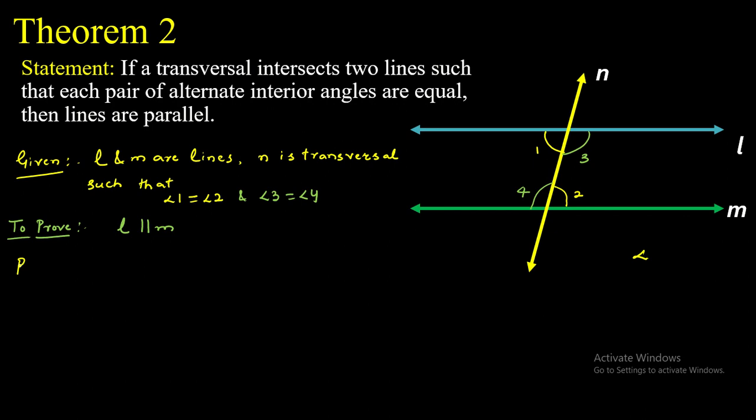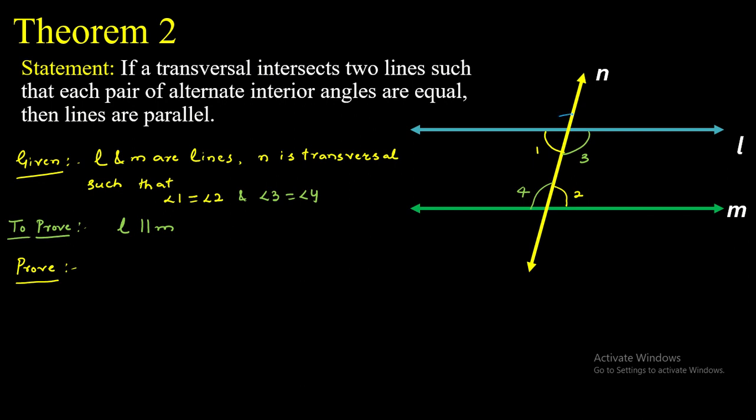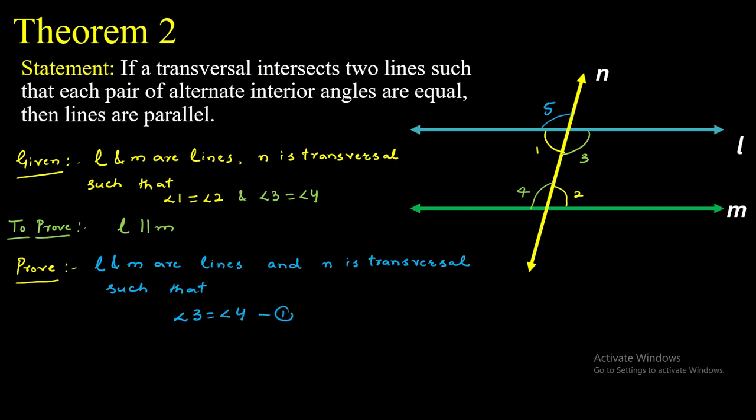Now, in order to prove this statement, we have one of the axioms, the corresponding angle axiom, which says if a transversal intersects two lines such that corresponding angles are equal, then the lines are parallel. So we will simply prove here that corresponding angles are equal, then we can directly say that the lines are parallel. Let's consider here angle 5. Now we can say L and M are lines and N is transversal such that angle 3 is equal to angle 4. Let's consider this as first. It is given.